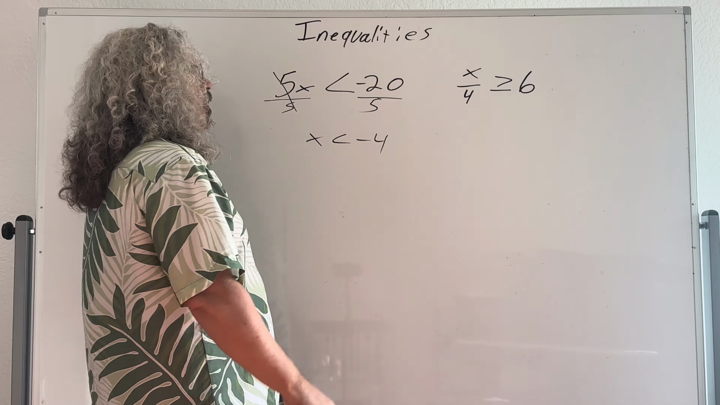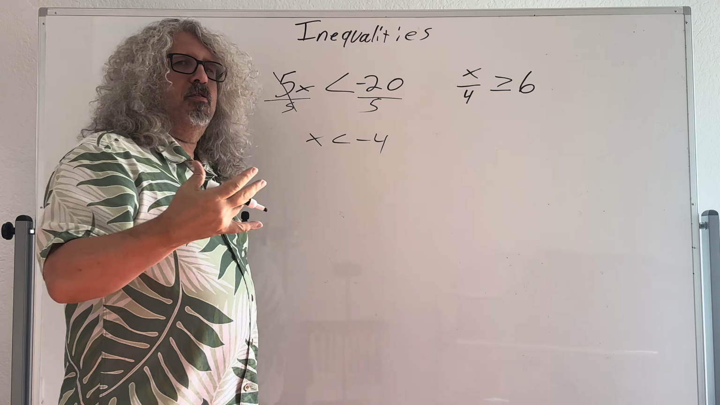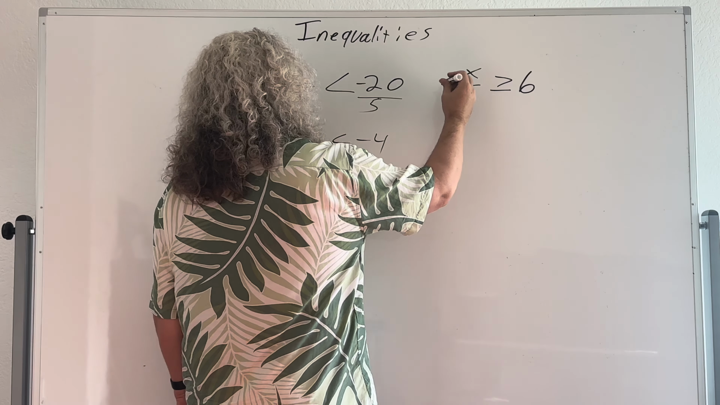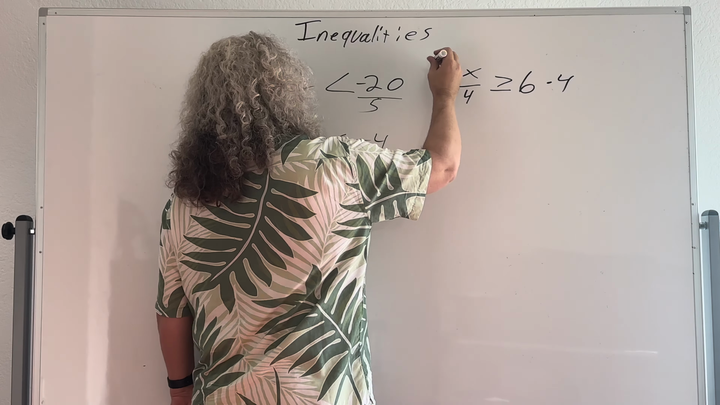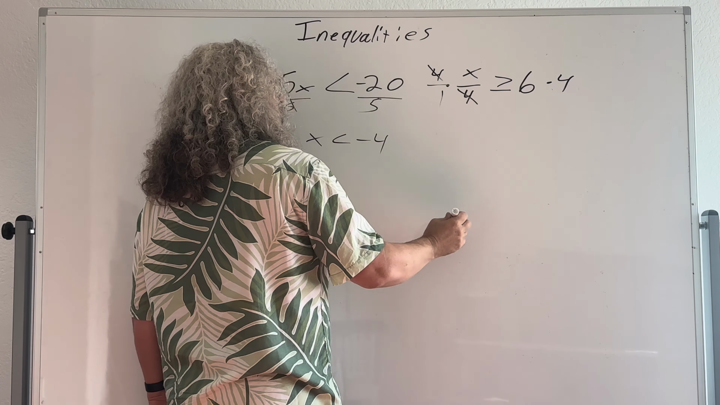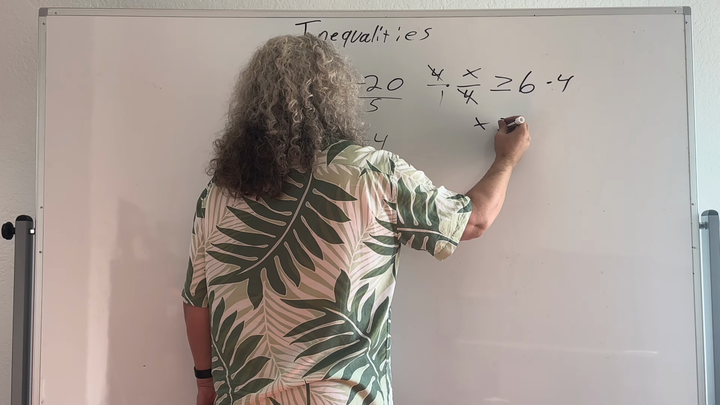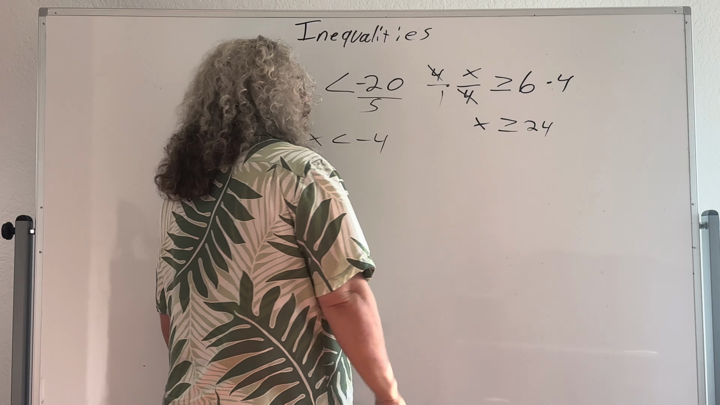How about this one? This is divide by 4. Well, what's the opposite of divide by 4? It's multiply by 4. So I'm going to multiply this side by 4. I'm going to multiply this side by 4. They cancel out because that's like 4 over 1. And I get x is greater than or equal to 24.